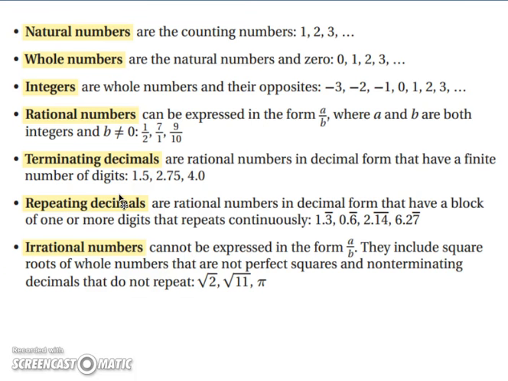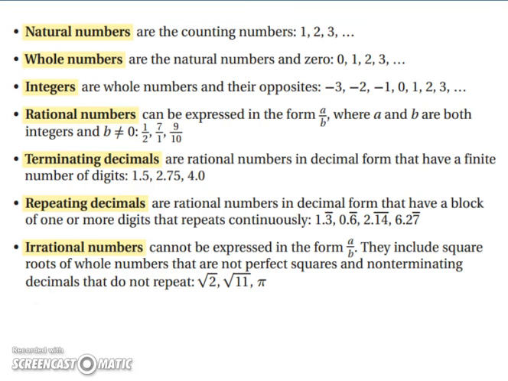Irrational numbers cannot be expressed as a fraction. They include square roots of whole numbers that are not perfect squares and non-terminating decimals that do not repeat. So the most common one is often like the square root of 2 or pi. The square root of 11 also comes up often.